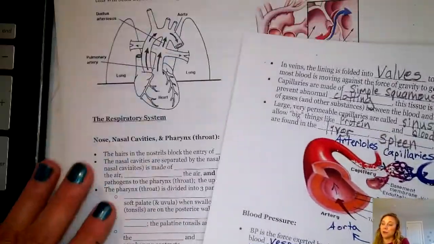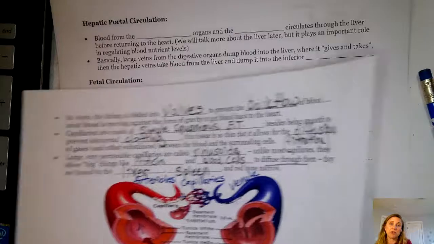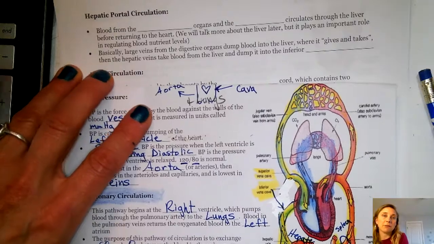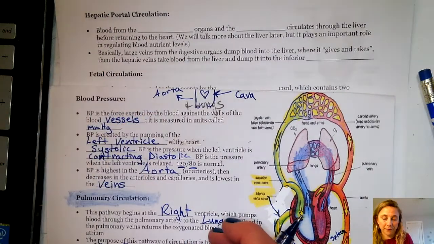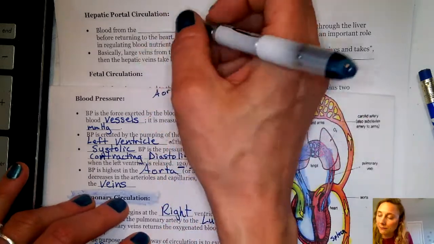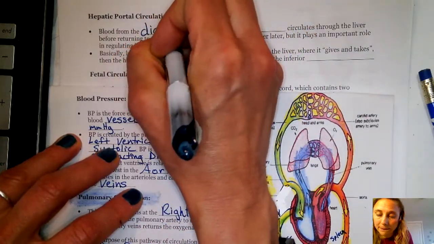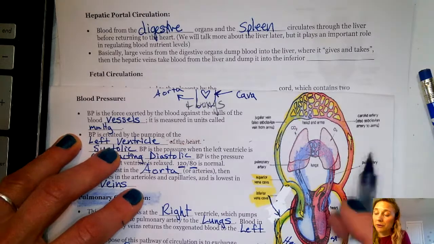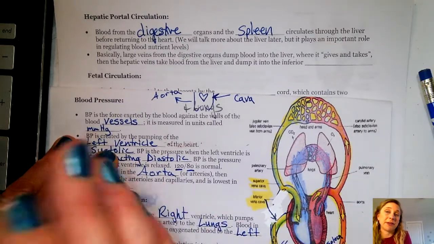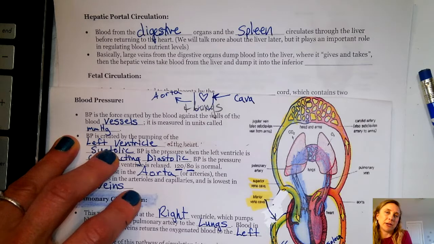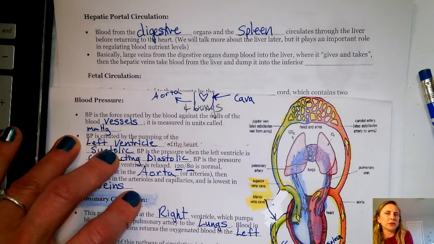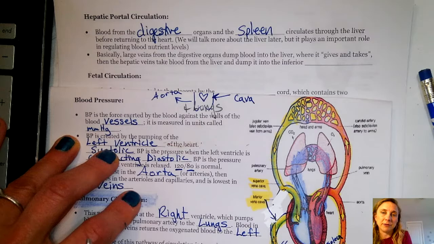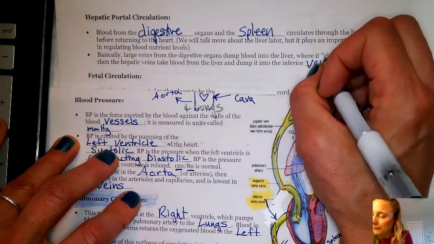All right, let's look at the next page. Hepatic portal circulation. We just talked about that. Digestive system, and the spleen. We talked about the spleen first. It circulates through the liver before returning to the heart. We'll talk more about the liver later, but it plays an important role in regulating blood nutrient levels. Basically, large veins from the digestive organs dump blood into the liver, where it does a give and take. And the hepatic veins take blood from the liver and dump it into the vena cava.